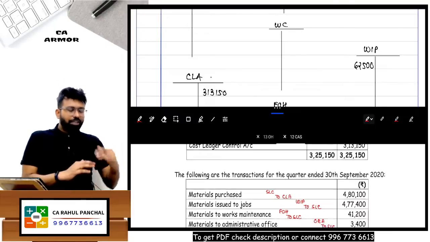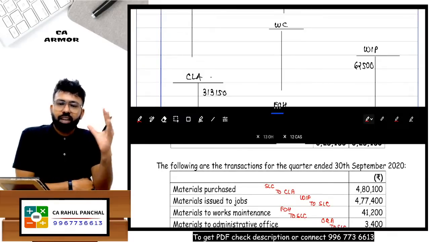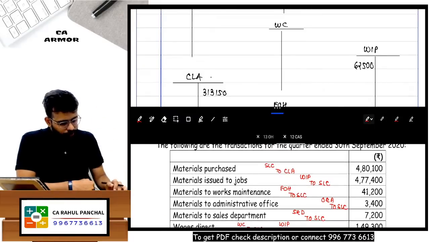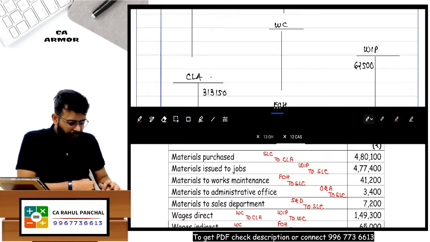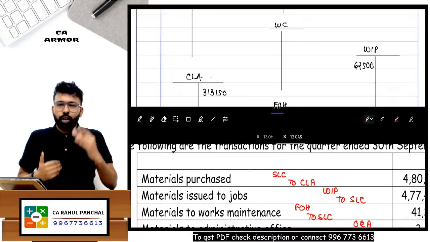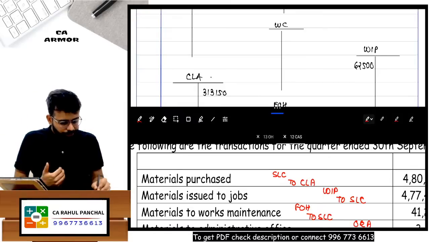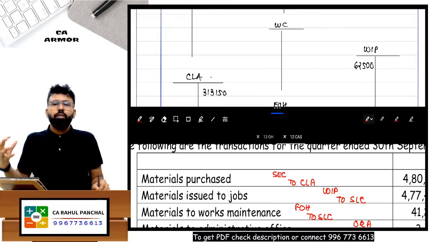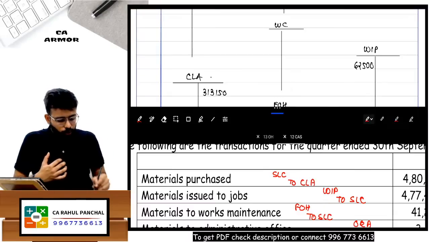Second step, whatever transactions are given, you just need to think of the entry. These entries you will have to think of, and these are quite easy. When you purchase material, what entry will you pass? Material is coming in. Now if you understand, SLC account will be debited. You are not paying by cash or bank, so to CLA account.